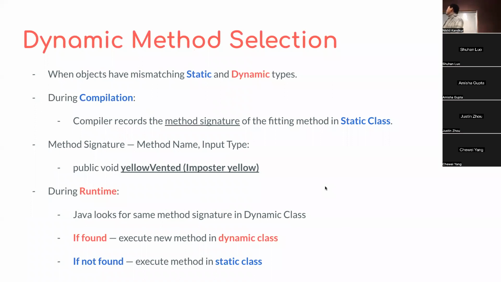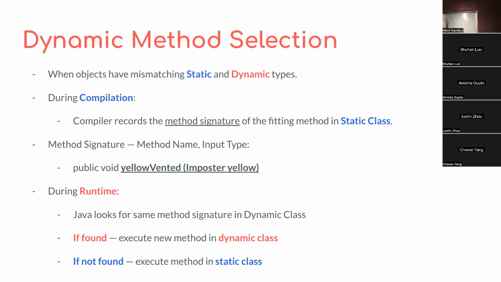Dynamic method selection. Okay, so let's get into why Java is weird. As we know, if you want to run a Java program, you have to do two commands. First, you compile it down to some code, and then you actually execute it. Because of this, Java has a weird mechanism when you're working with objects whose dynamic and static types are mismatching. You have to use the dynamic method selection process to determine which method will end up being executed.